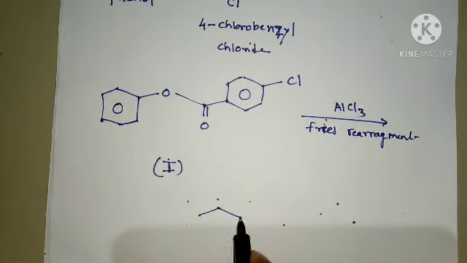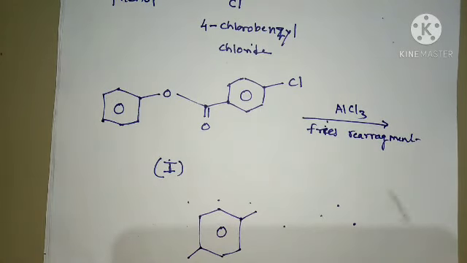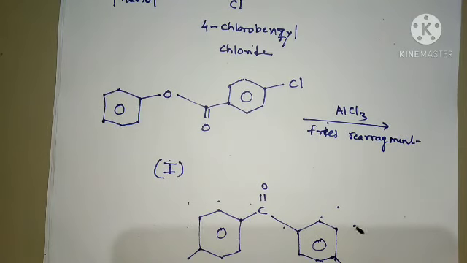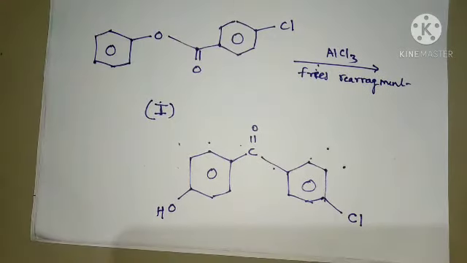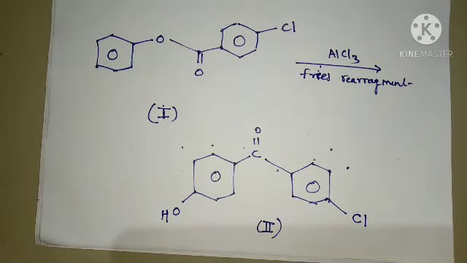How to draw? A benzene ring is attached with an OH group, and at the para position it is attached with a C double bond O group and one benzene ring, and at the para position of that ring there is a Cl group. Okay, so that is your Fries rearrangement product. That is your second intermediate.